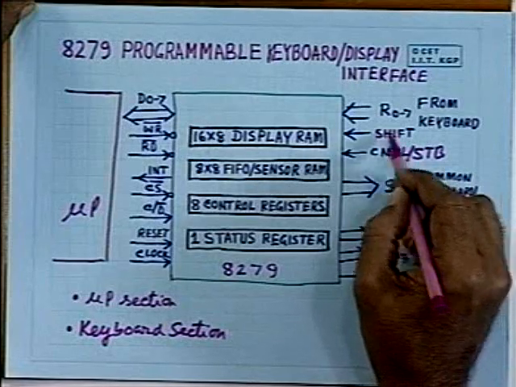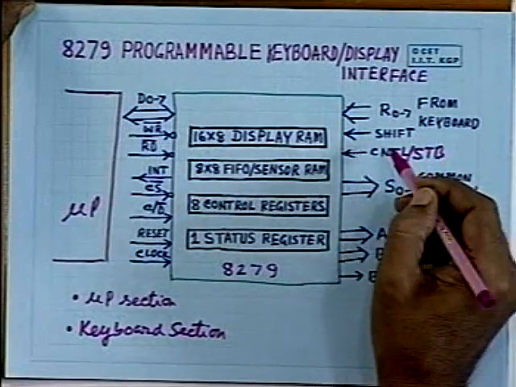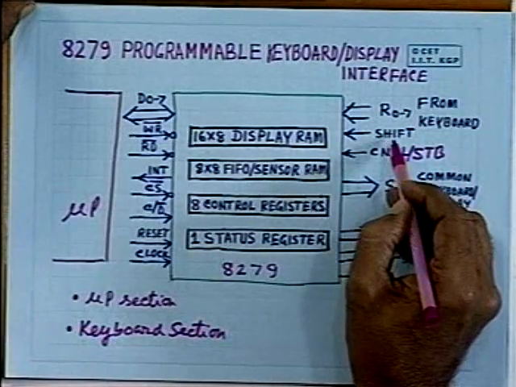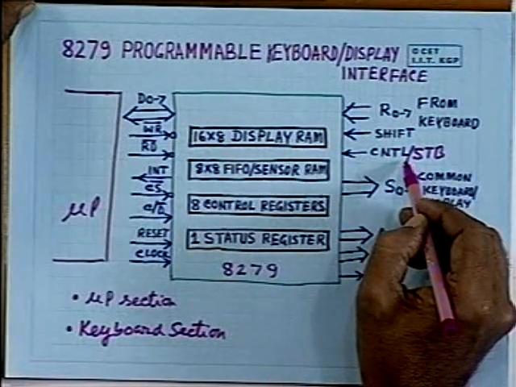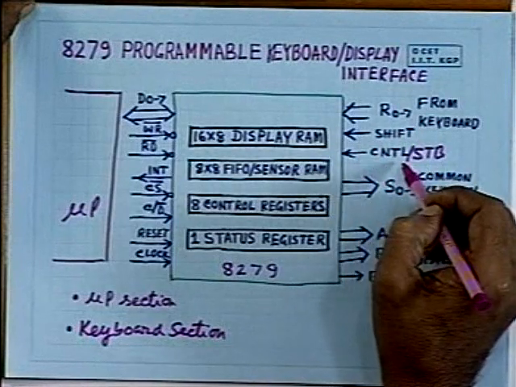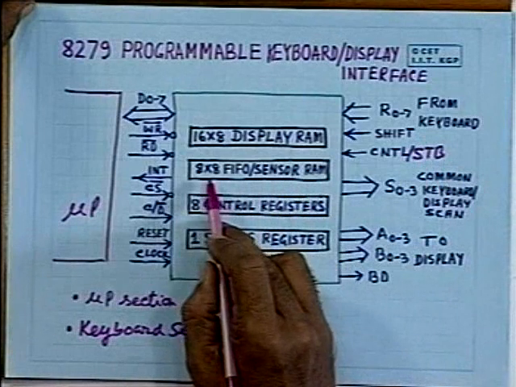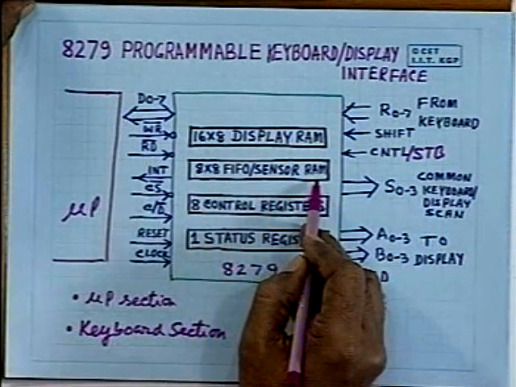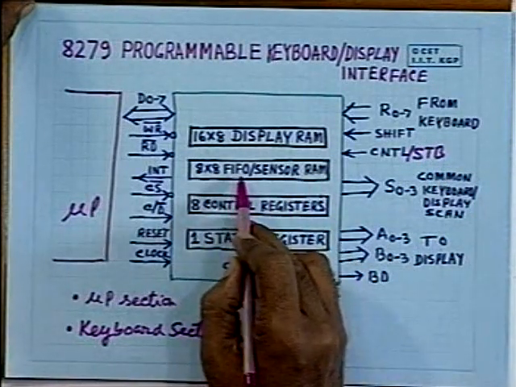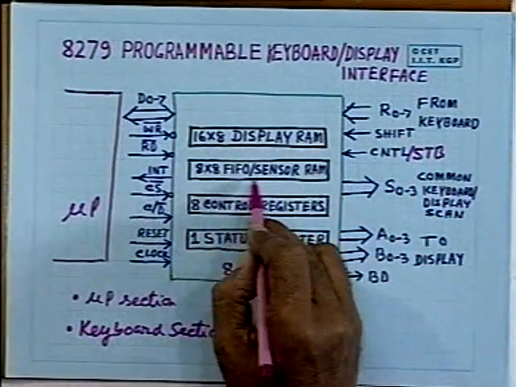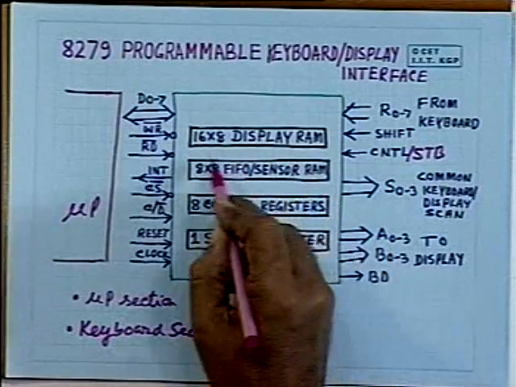These lines are also coming from the keyboard, and with the help of these lines you can shift the keyboard data and control register, and the information that is being sent from here is stored in an 8 by 8 FIFO sensor RAM, first in first out sensor RAM. That means you can enter 8 keyboard entries and they will be stored here.